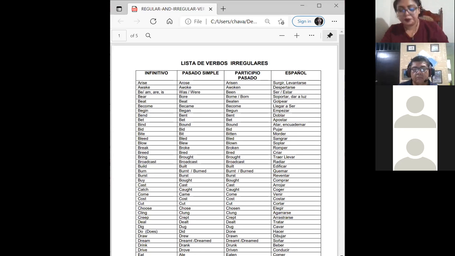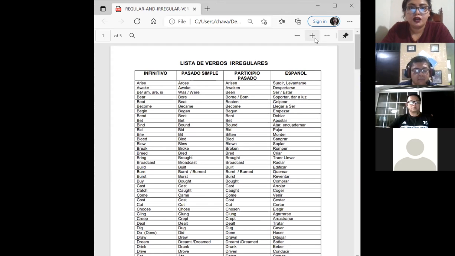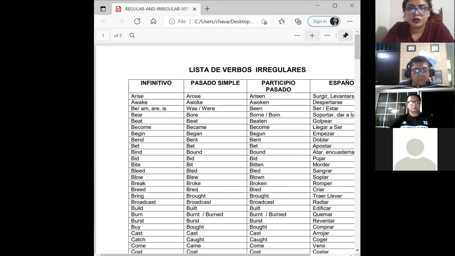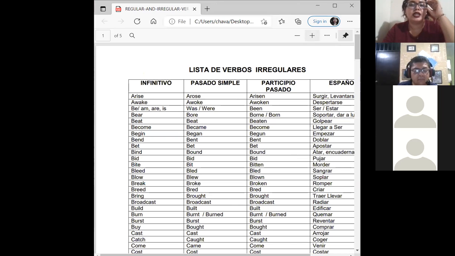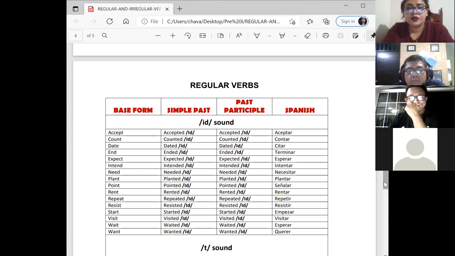¿Pueden ver la lista? Yes, teacher, the verbs. Okay. This list, you have this list already. Ustedes ya tienen esta lista, ya la habíamos visto antes. We have the irregular verbs and the regular verbs.